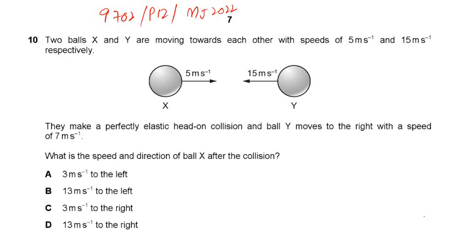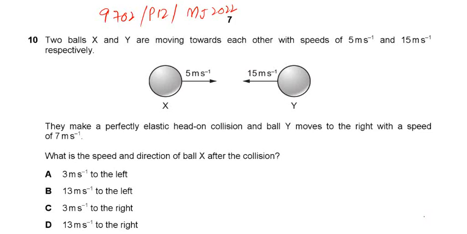9702 Paper 1 Variant 2, June 2020. Two balls X and Y are moving towards each other with speeds of 5 meters per second and 15 meters per second respectively. They make a perfectly elastic head-on collision and ball Y moves to the right with a speed of 7 meters per second. What is the speed and direction of ball X after collision?